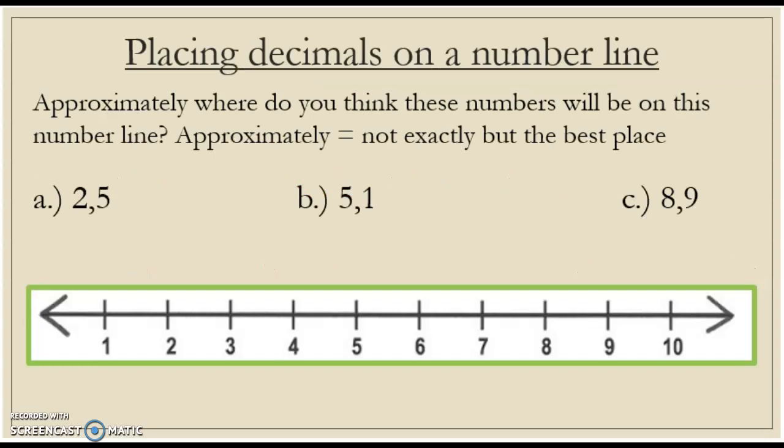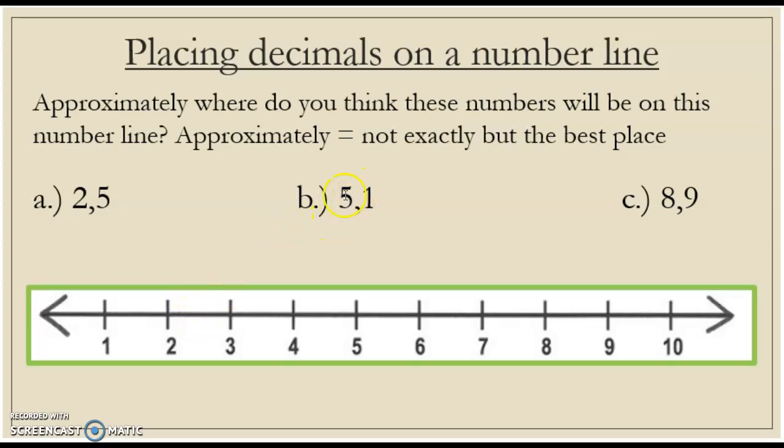Right, next we're looking at placing decimals on a number line. Approximately. Where do you think these numbers will be on this number line? I've used the word approximately, which means not exactly, but where do you think the best place for these numbers will be? Let's look at A. 2 wholes and 5 tenths. 2 wholes will definitely be there. And if we're dealing with tenths, imagine that this line in between 2 and 3 has been chopped up into 10 pieces. 5 will be in the middle, so the 5th piece or the 5th tenth will be over there. So 2 and 5 tenths will be roughly over there.